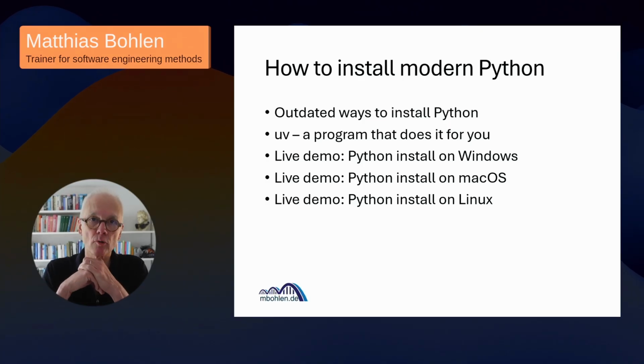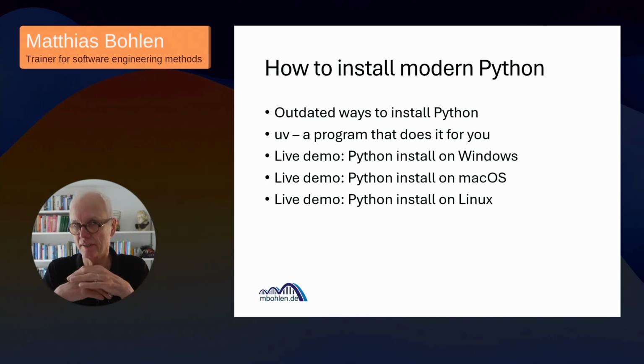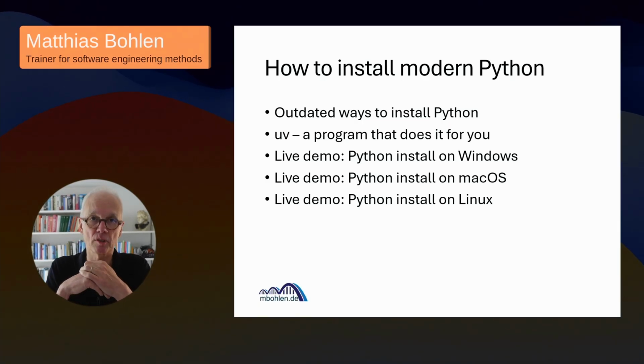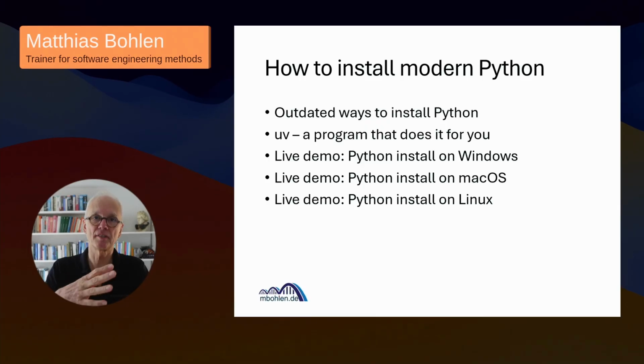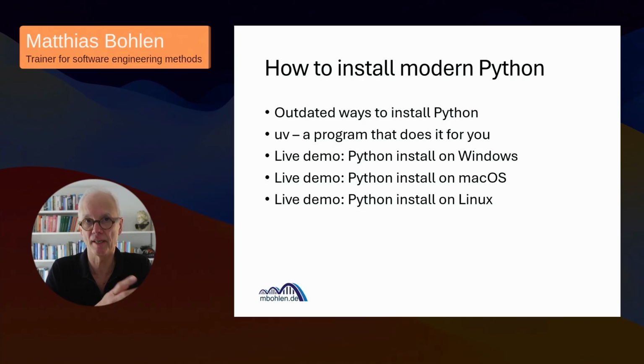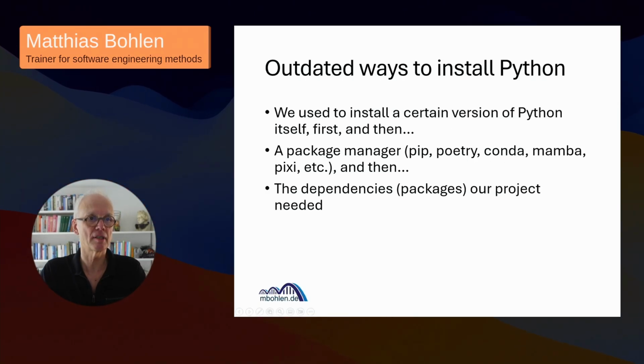I will first talk about some outdated ways to install Python. You will still find a lot about this on the net, like pip install and something. There are much better ways to do this today. And then about the package manager. It's called UV. It's the most modern one since 2024, and it's a program that does all the installation stuff for you. And then we have 3 live demos, one for Windows, one for macOS, one for Linux. I will mark the chapters in this video so that you can jump directly ahead to the platform that applies to you.